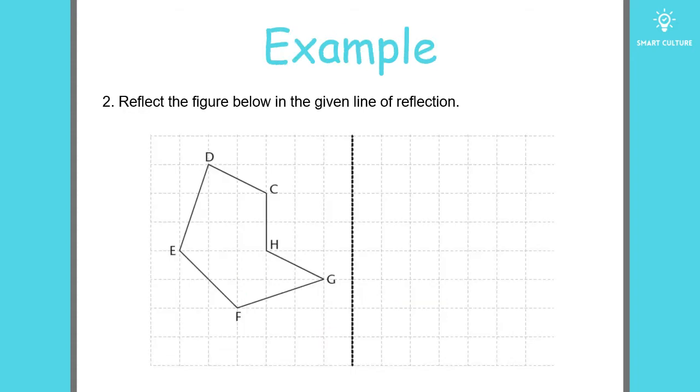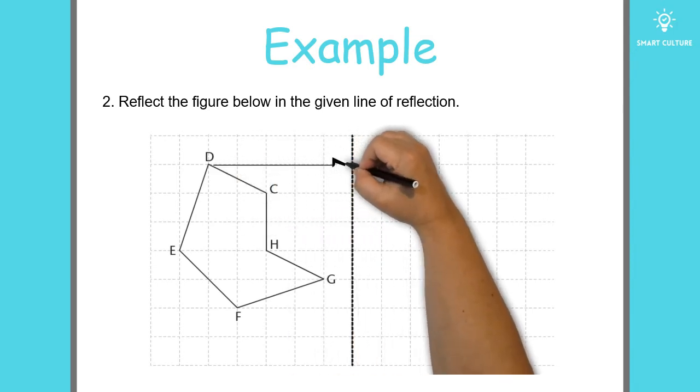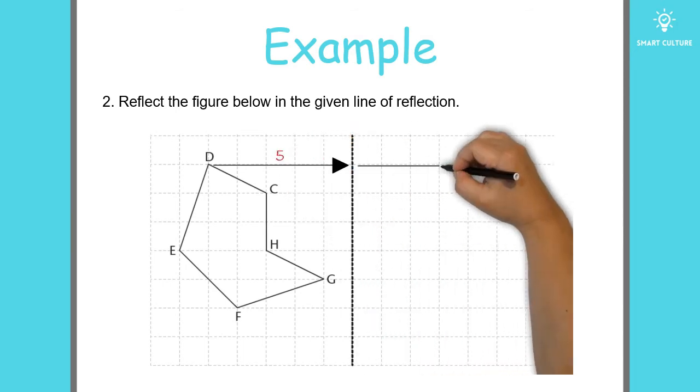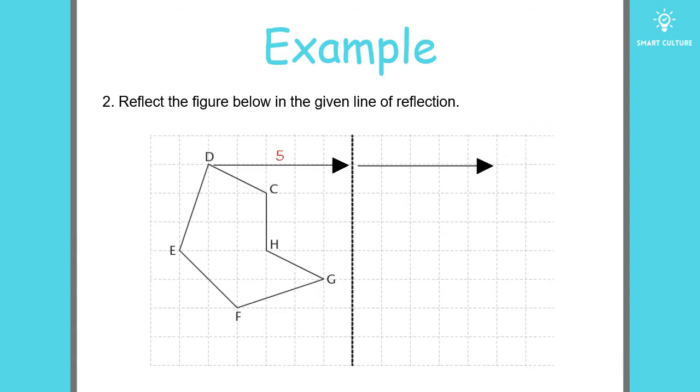Let's take a look at another example question. Reflect the figure below in the given line of reflection. So what we'll do first is we'll reflect the points of the figure perpendicularly across the line of reflection. So let's start with D. You'll see that point D is 5 units away from the line of reflection. So the image of point D should also be 5 units away from the line of reflection. So this is the image of point D.